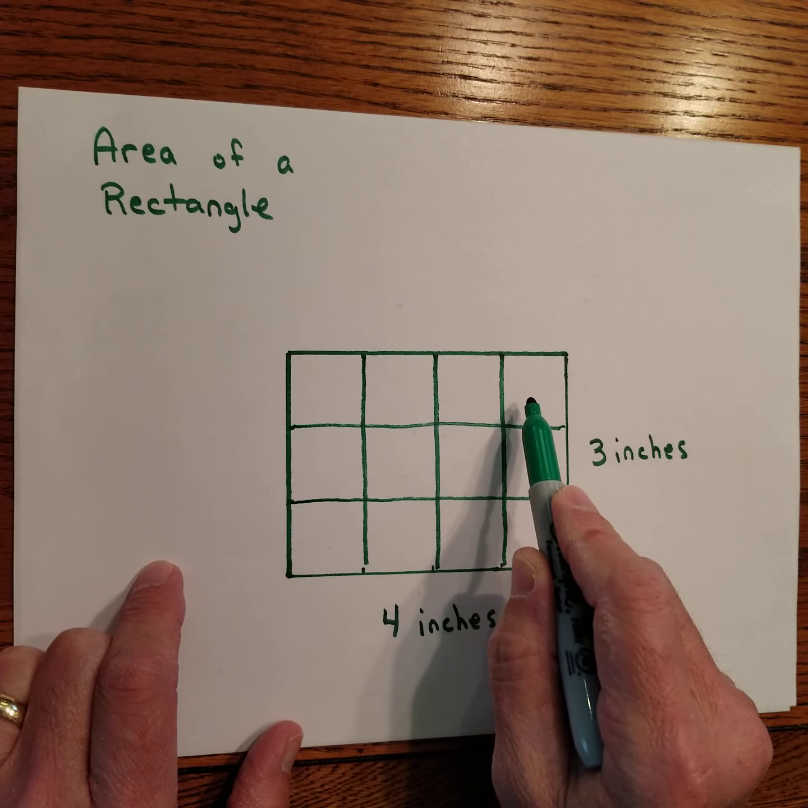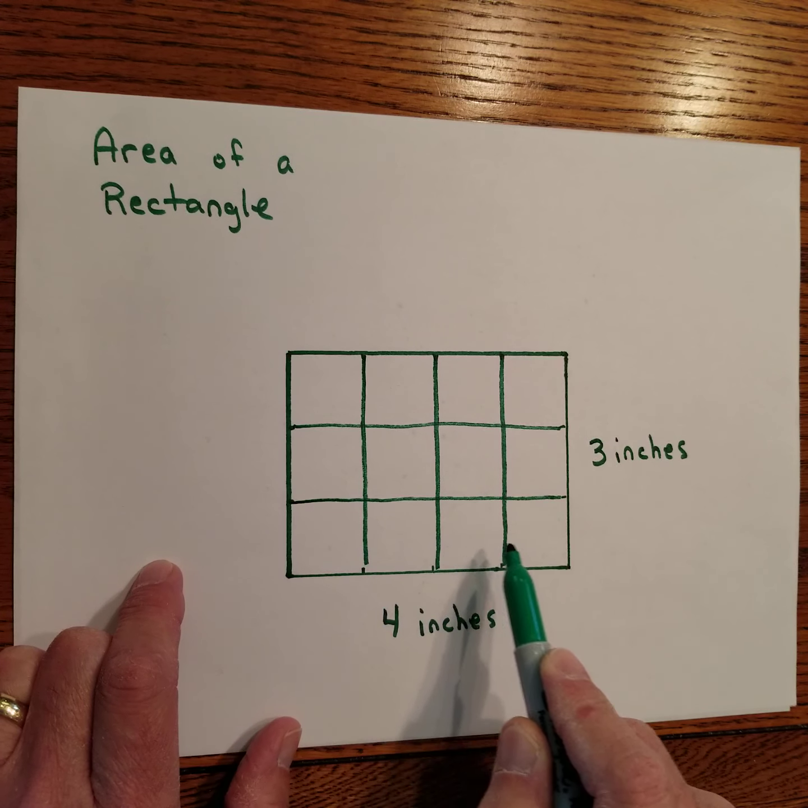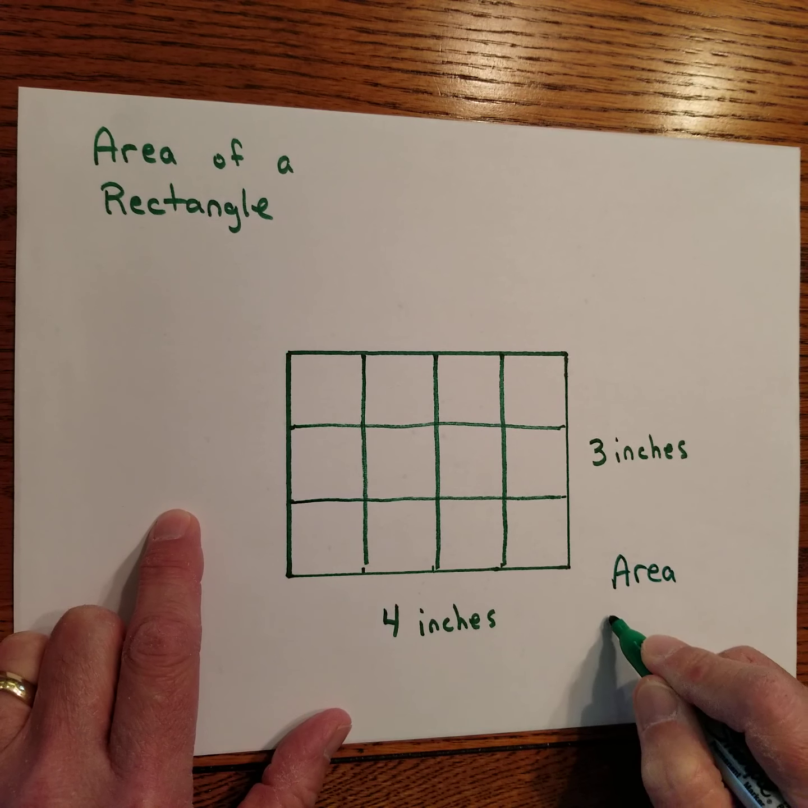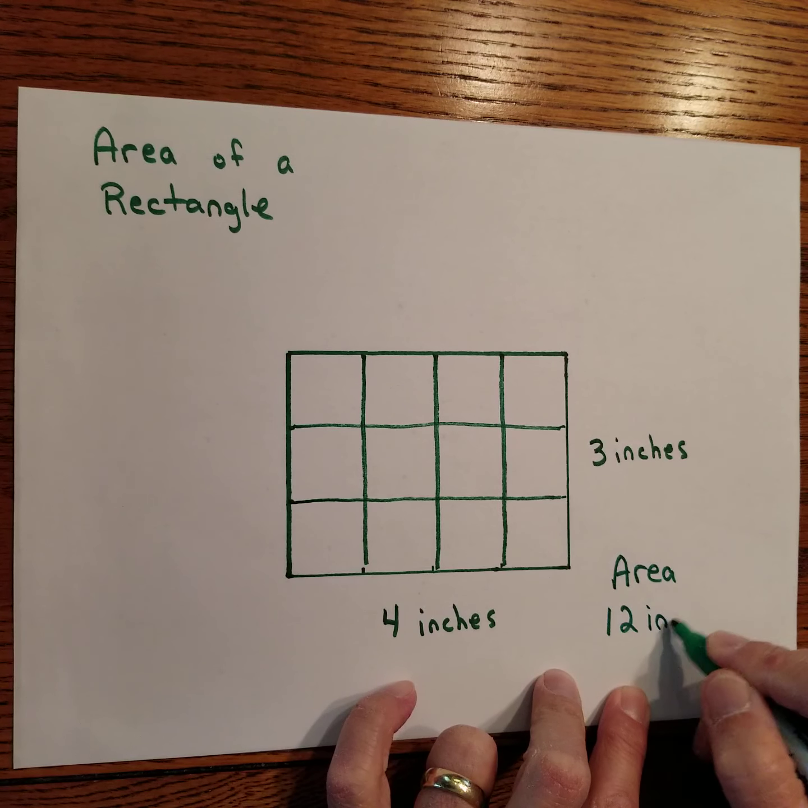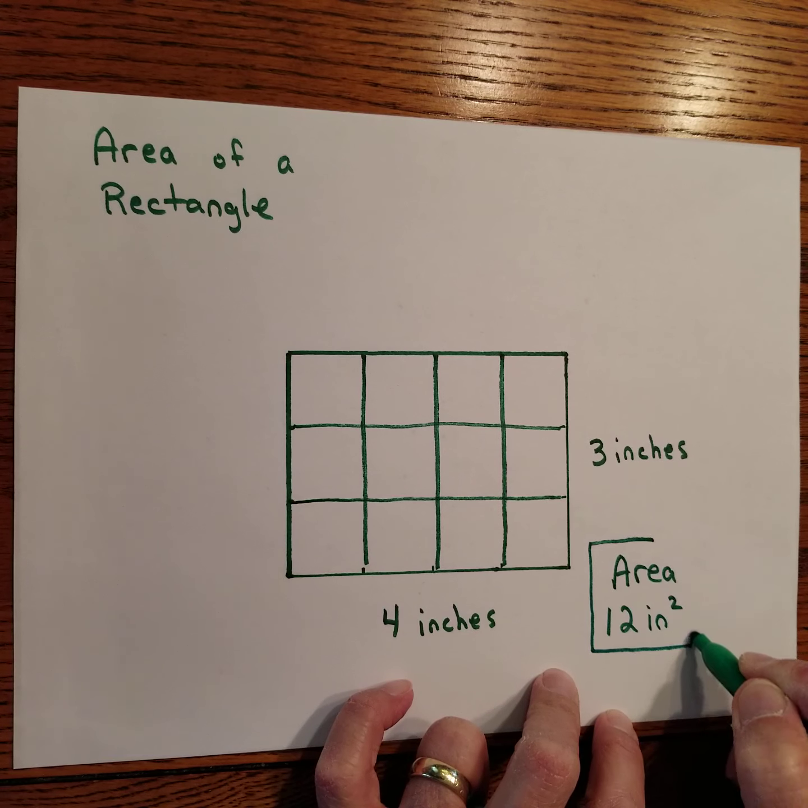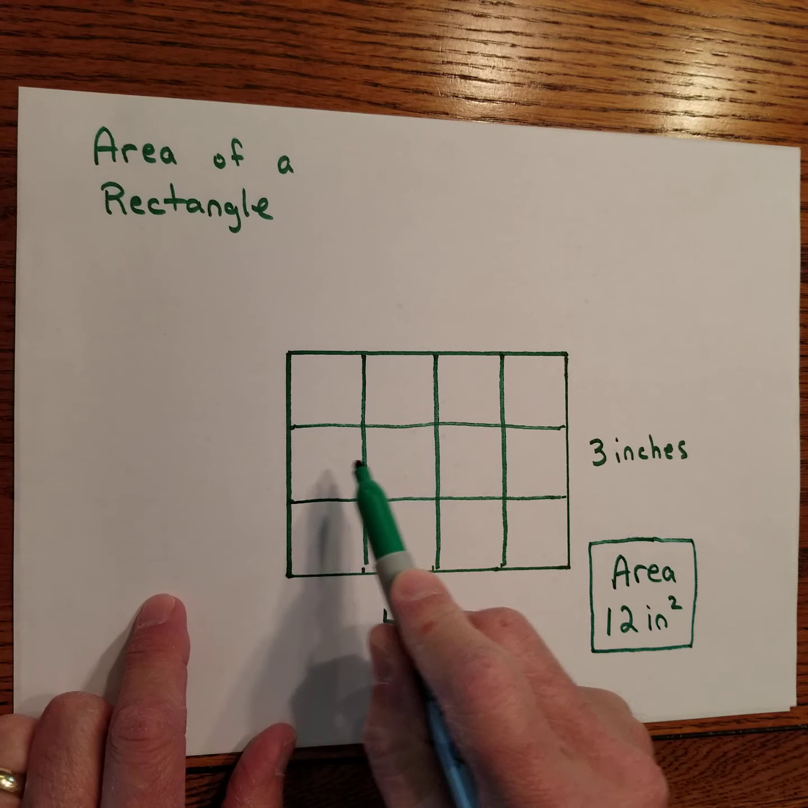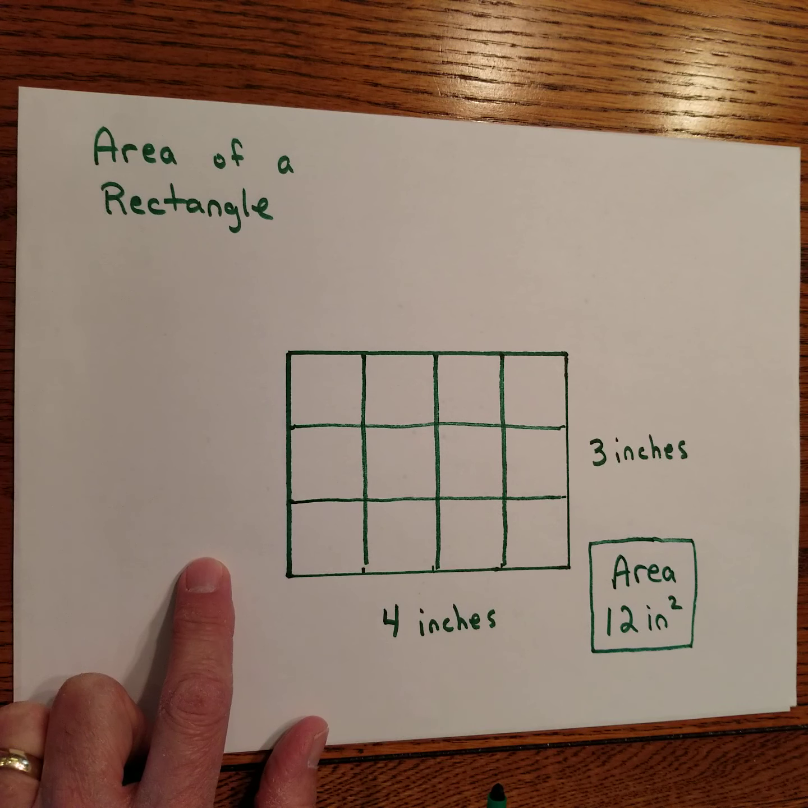1, 2, 3, 4, 5, 6, 7, 8, 9, 10, 11, 12. We can say that the area of this rectangle is 12 little tiny square inches. The area is 12 square inches. Area means how many of these little squares does it take to fill up the inside of that rectangle.